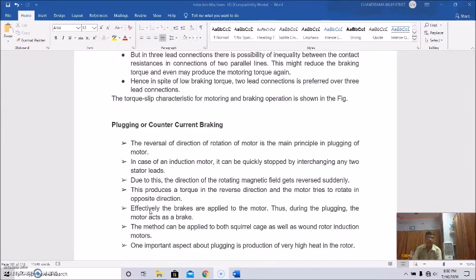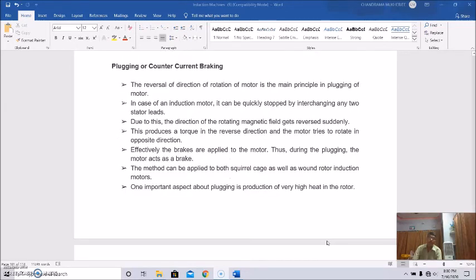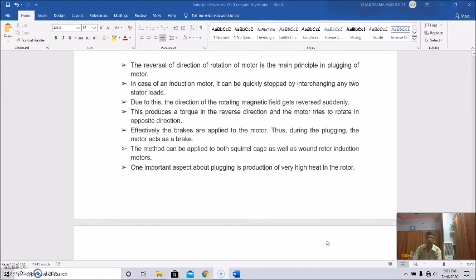In case of neutral, the motor can be quickly stopped by interchanging the two stator leads. Due to the change, the rotating magnetic field will be produced in the reverse direction, and this produces a torque in the reverse direction, and the motor tries to rotate in the opposite direction. Effectively, brakes are applied to the motor, and thus during plugging, the motor acts as a brake. This method is possible for both squirrel cage as well as wound rotor induction motors.